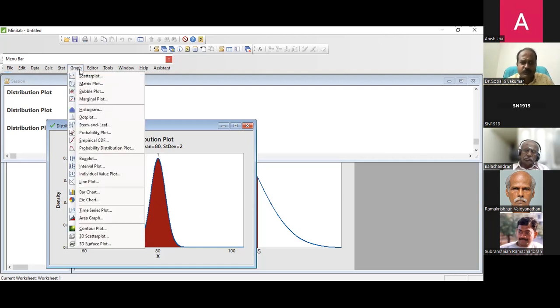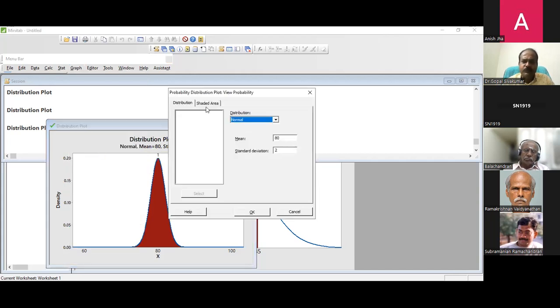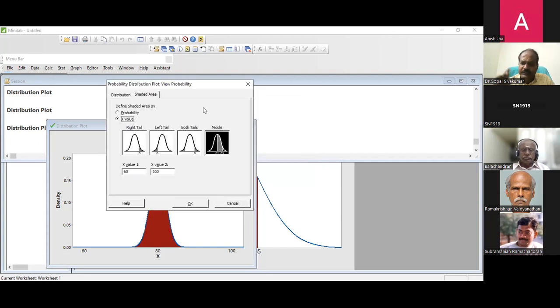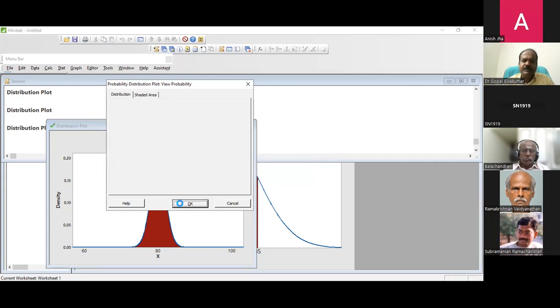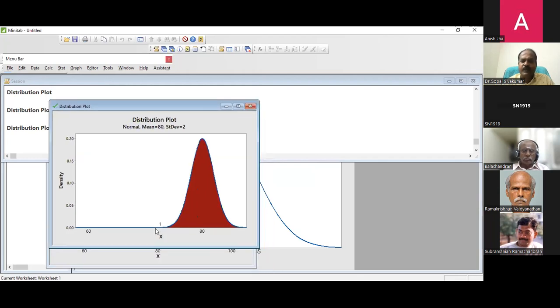Now, let me show another method. A slight difference. Graph, probability distribution plot, view probability, okay, 80 and 2, shaded area. We are interested in finding out the probability of a student scoring 60 and above. 60 and above means it is right tail. Am I right? Yes, sir. Just to give 60, that's all. Anyway, the result is same. Full probability. See, 1. 100%. All right?